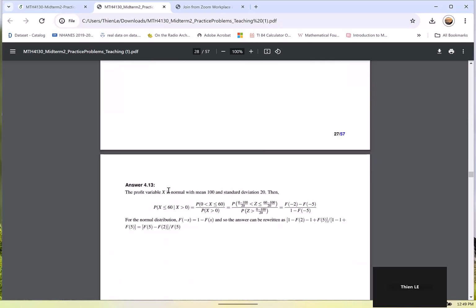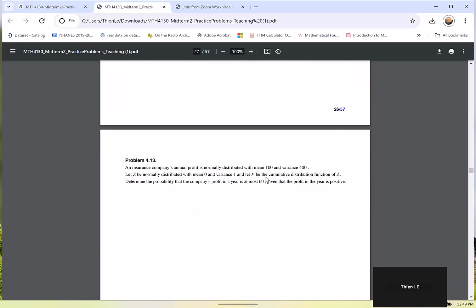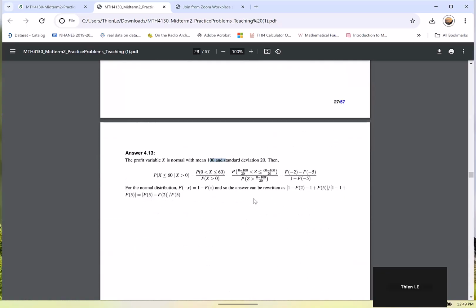So this is a conditional probability problem. We have a profit with mean 100 and variance 400, which means the standard deviation is 20, so sigma is 20. So this is the probability we want to find. Again, this is a conditional probability problem.